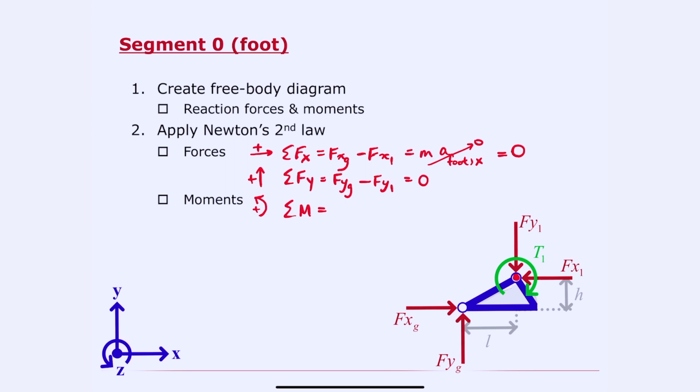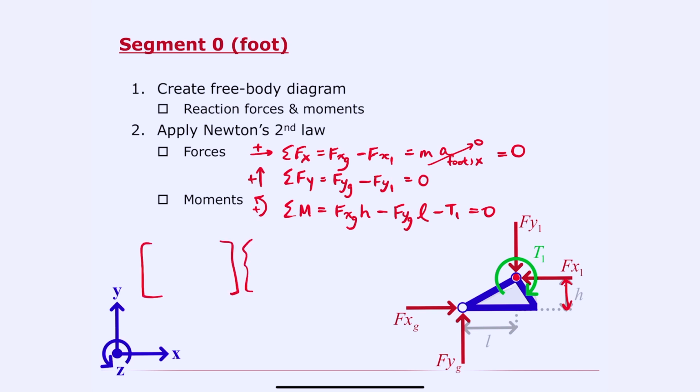So the sum of the moments about the ankle, we have a contribution from Fxg times the moment arm, which is this distance here, labeled as h. We have a contribution from Fyg in the opposite direction, so negative Fyg times L. And finally, negative T1, and this, again, equals 0. No mass, no inertia, no acceleration. Right-hand side is 0. So now let's write these equations in matrix form.